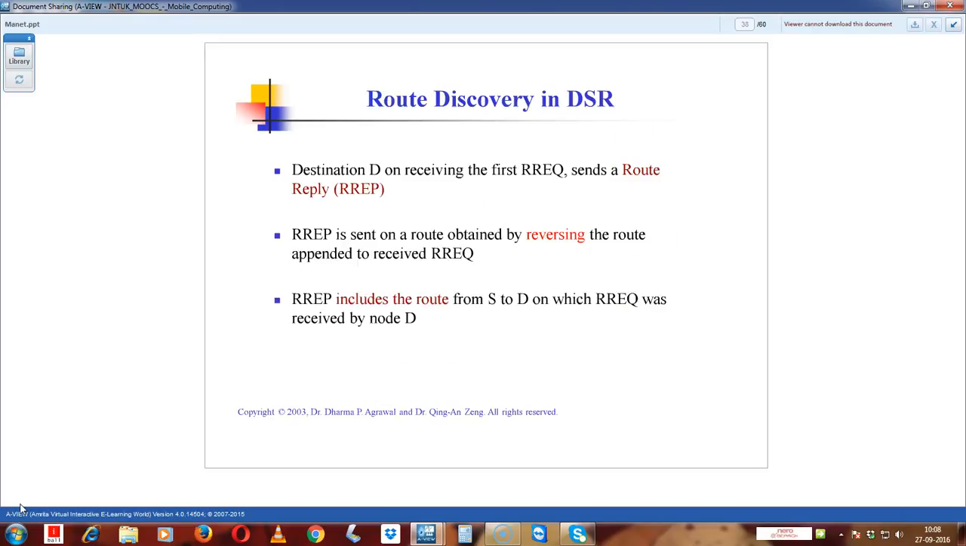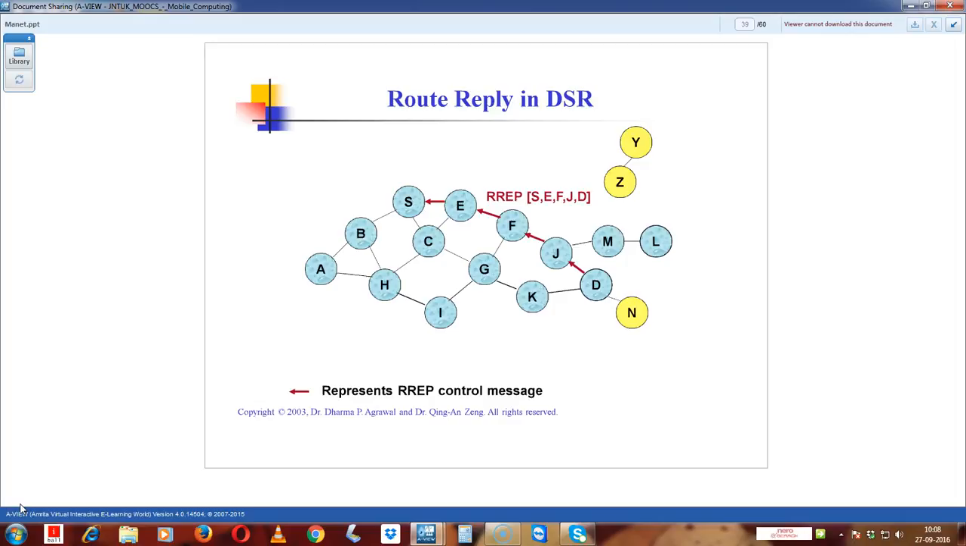So here is basically route discovery. Destination D, on receiving the first route request, sends a route reply, that is the RREP packet. RREP is sent on a route obtained by reversing the route appended to the received RREQ. How will we obtain that? We will just reverse it. We got SEFGD, so we'll reverse this. We'll go to J, then to F, then to E, then to S. So this is the route of your reply packet.